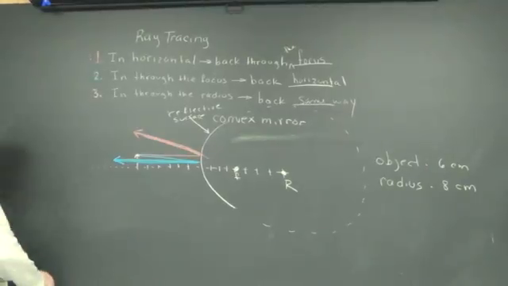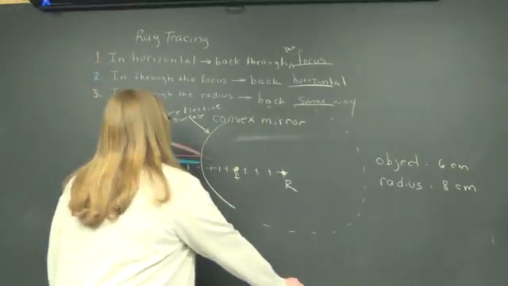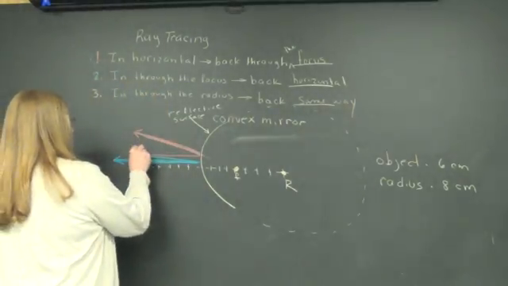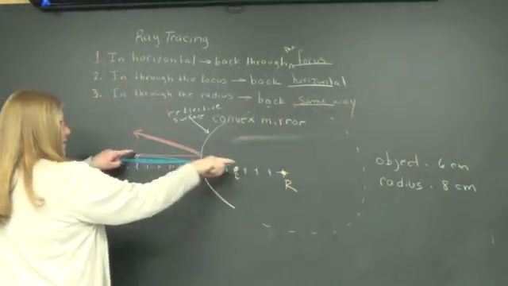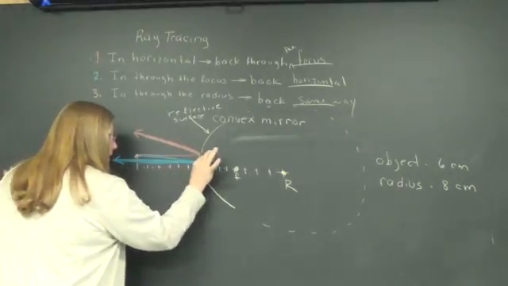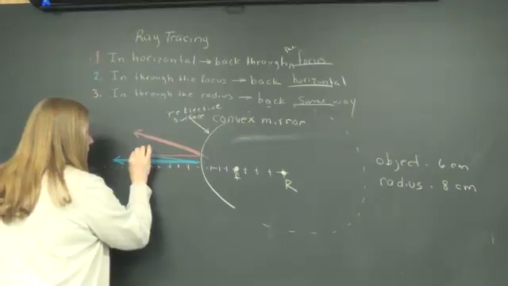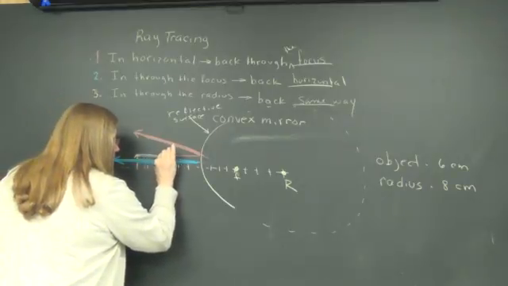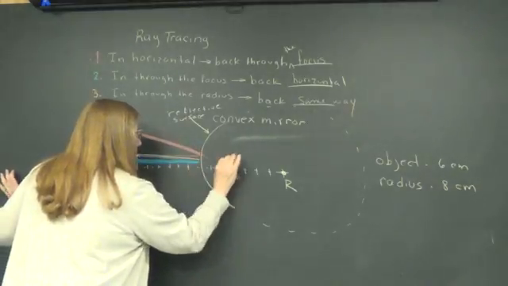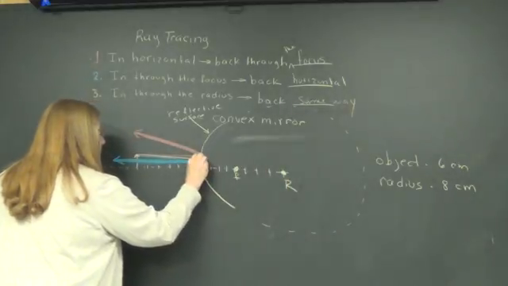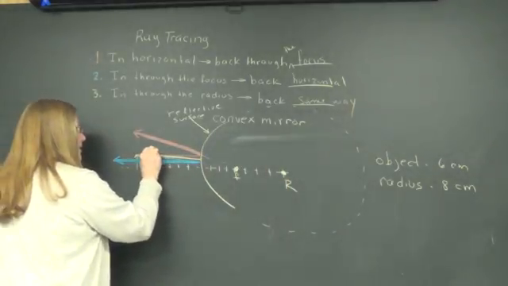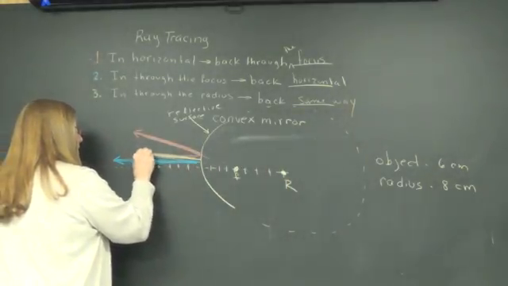Alright, now my orange one is going to go in through the radius. So the radius is over there, so I got to eyeball it way over here. So I got to get the angle right. So I'm aiming for the radius. And when I hit the radius, it's going to reflect back in the same path. You're going a little too fast.